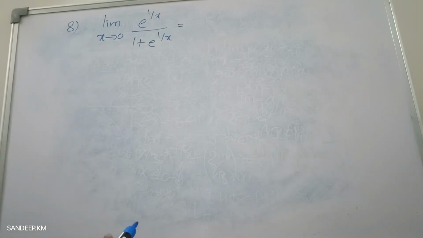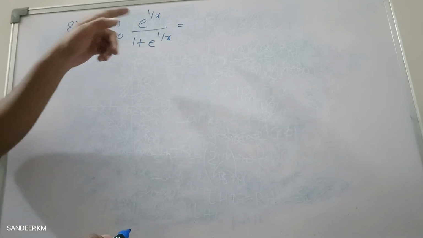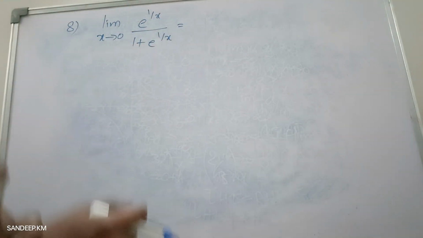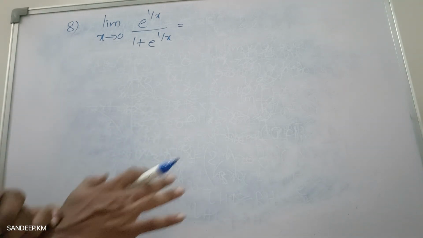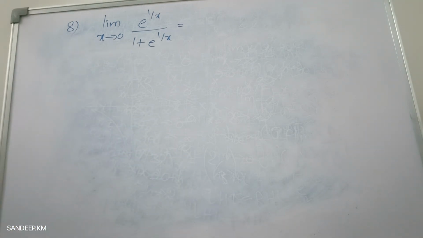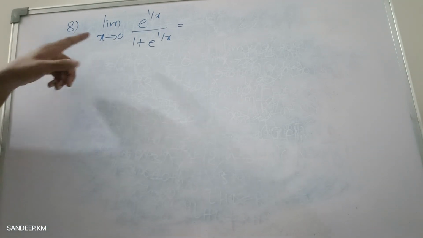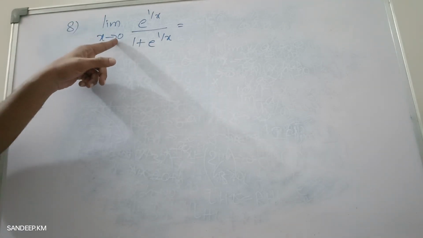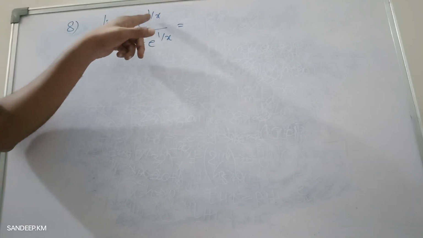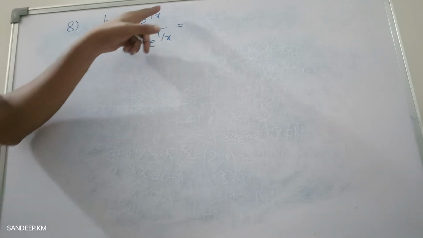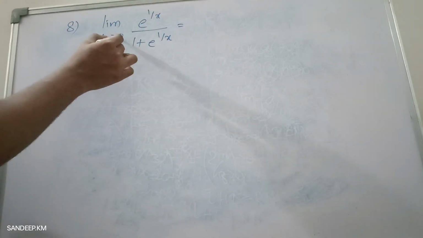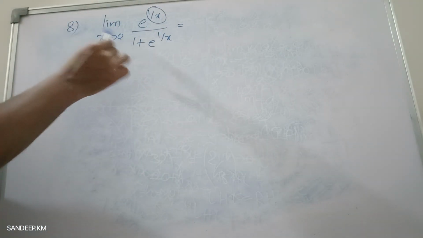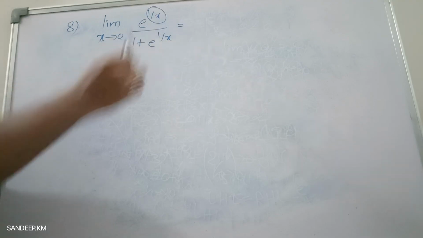Here is our next question. Limit x approaches 0, e power 1 by x divided by 1 plus e power 1 by x. In this question also we have to check LHL and RHL. Why we have to check? In the previous question we observed that when x is approaching 0 from the left side, 1 by x is minus infinity. And when x is approaching 0 from the right side, 1 by x is plus infinity.